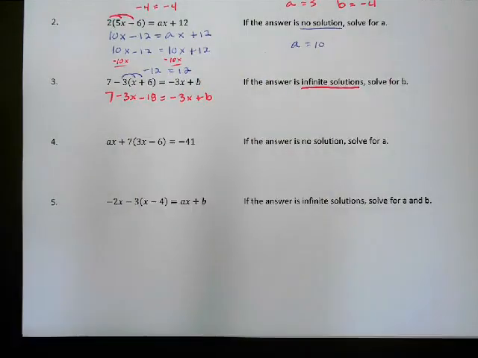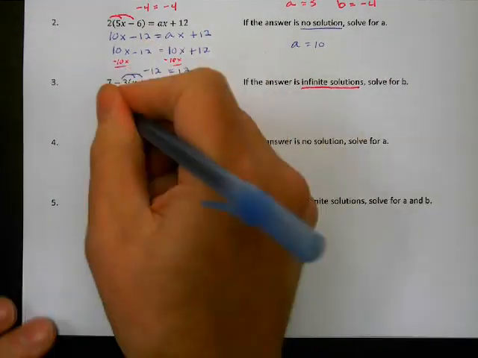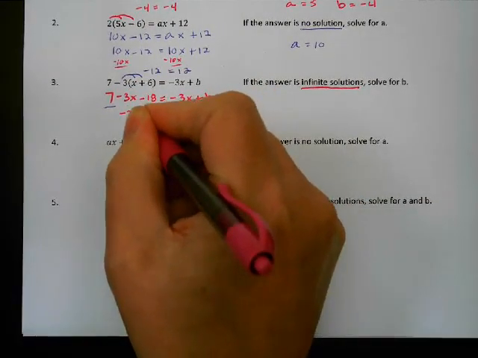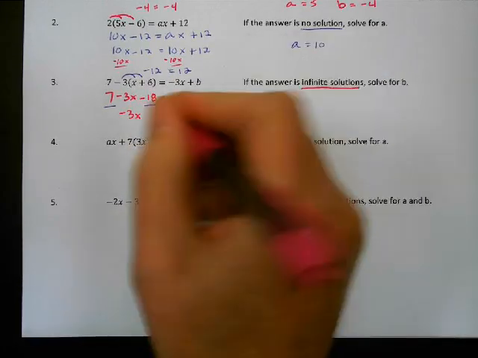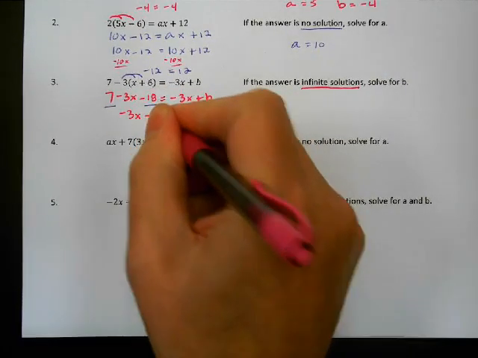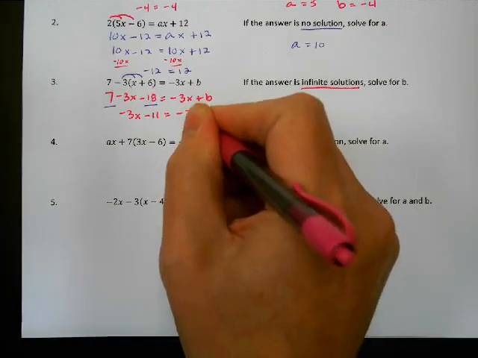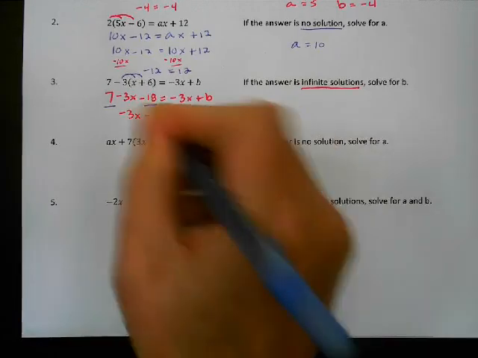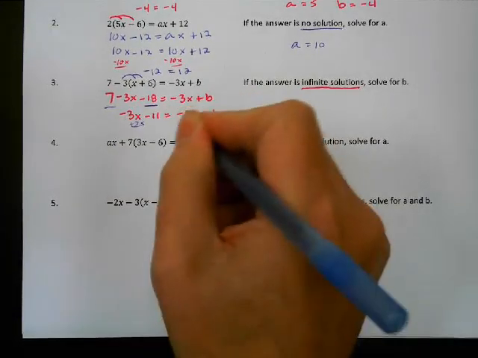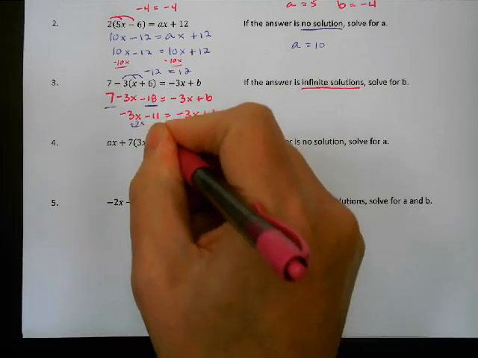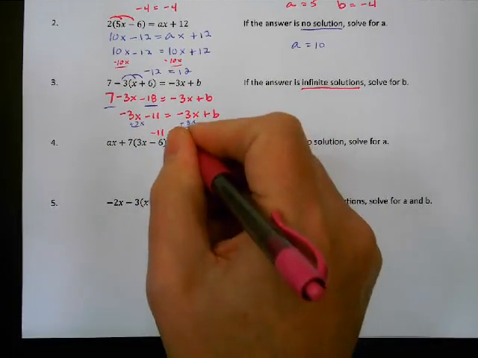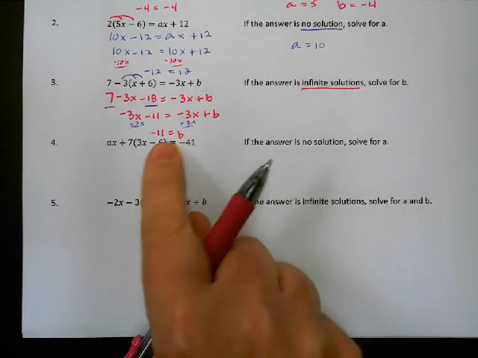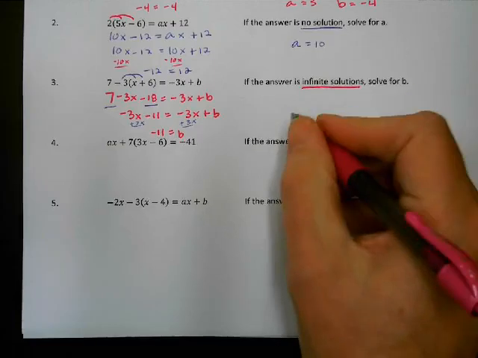So I would, at this point, combine my two like terms. I get -3x minus 11, because I'm combining my like terms there. Balancing, the x's are going to cancel. And I get -11 equals b. Okay, so what do I need b to be for infinite solutions? To be infinite, b would have to be -11.